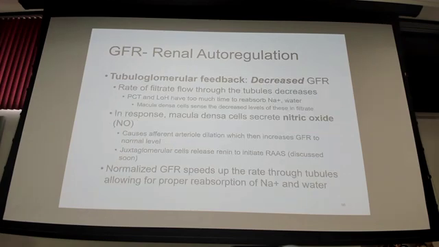Decreased GFR, nitric oxide from the macula densa. And we all know what nitric oxide does, right? Vasodilator. That's right. Other thing that happens here is the juxtaglomerular cells release renin. So when I ask you where renin comes from, you will know it's the juxtaglomerular cells.